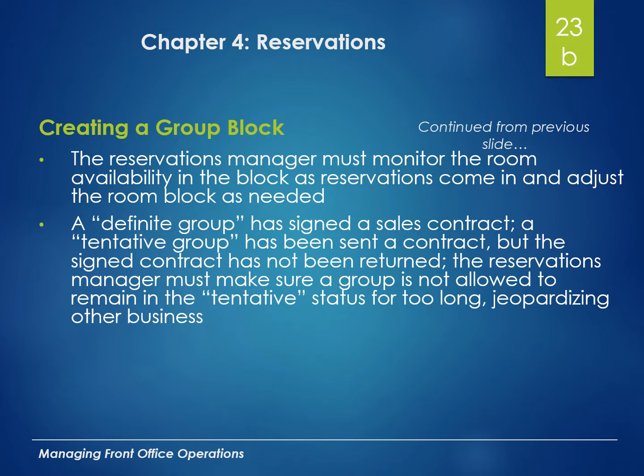And what that basically means is when we have a definite group, that means they have actually signed a contract. We have a contract in place to identify what the room rate is going to be, what the deadline, what the arrival and departure dates are going to be, different things that go into a contract within the groups.